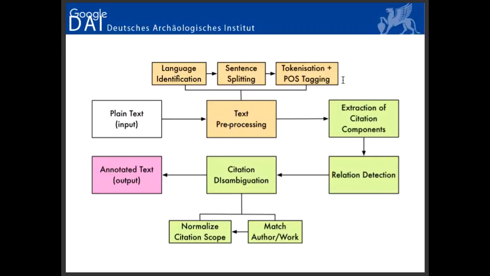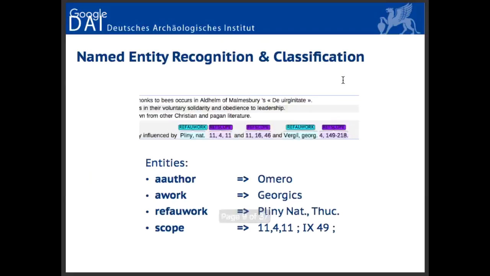Then there is the extraction of references that I will explain now in more detail. And what you get at the end is some annotated text where for each reference encountered in the text, you have assigned a CTS URL.